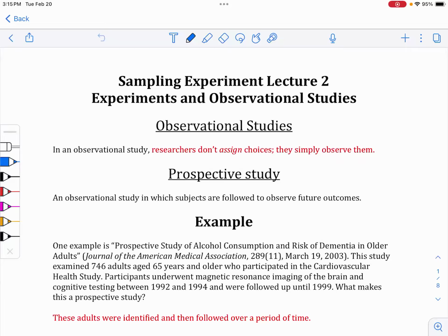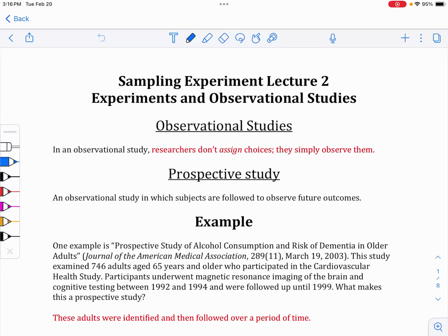Experiments and observational studies. Surveying is a very, very common way to collect data. However, sometimes we want to take that next level. When we still have surveys, we usually call those studies. There are two big types of observational studies: prospective and retrospective. A study is basically when you don't assign choices. You simply observe or ask people questions and they tell you the answer.